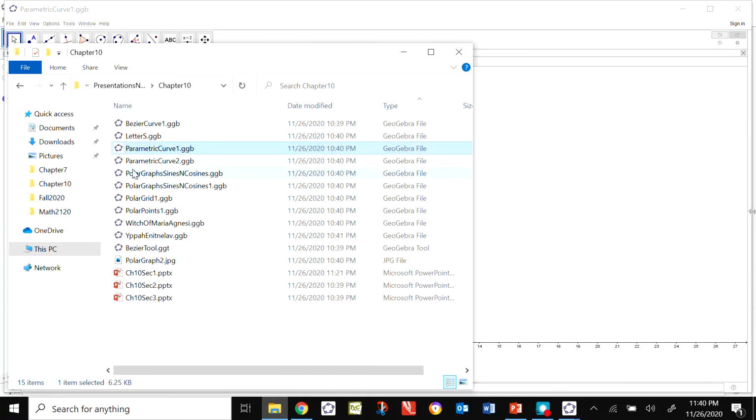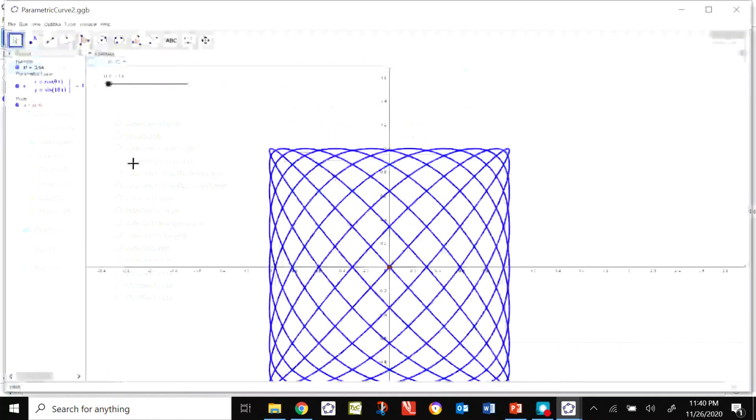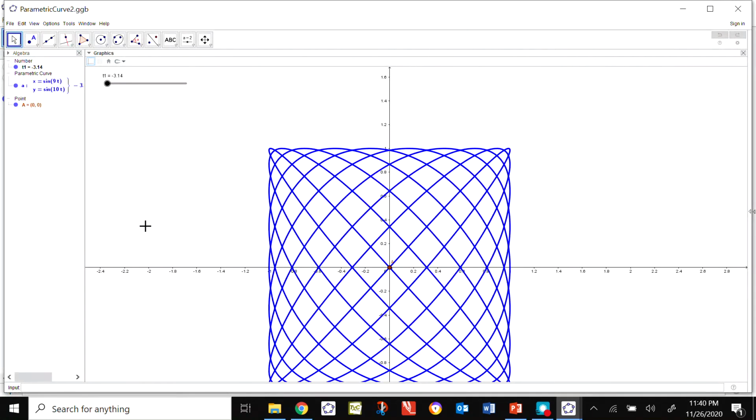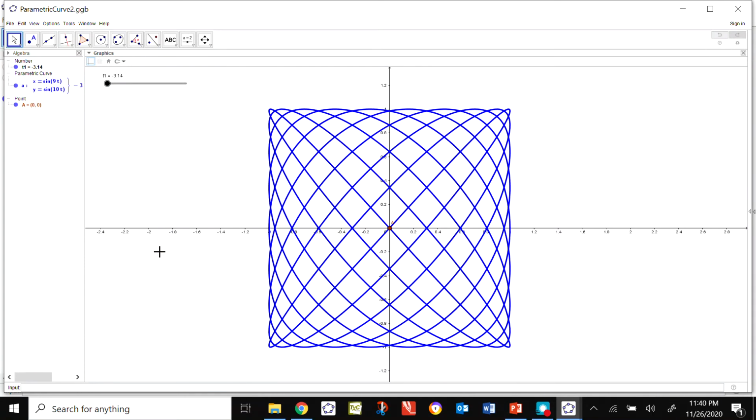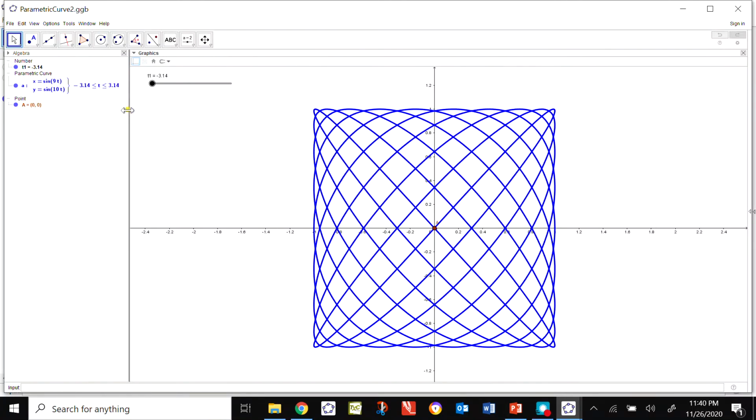Let me show another one. Isn't that nice? This is the graph of x equals sine of 9t and y equals sine of 10t. And if we go from negative pi to positive pi, yeah? Negative pi to positive pi will produce this curve. Okay, there's something else I have done.